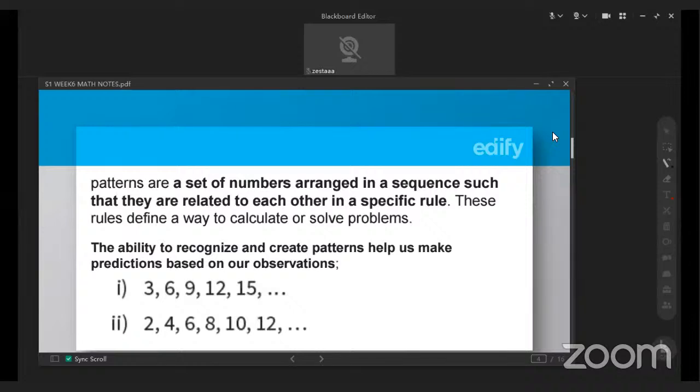So we are saying that when we talk about patterns, we are talking about a set of numbers that is arranged in a given order. A sequence can be any order, such that they are related to each other. They are related to each other based on a certain rule.